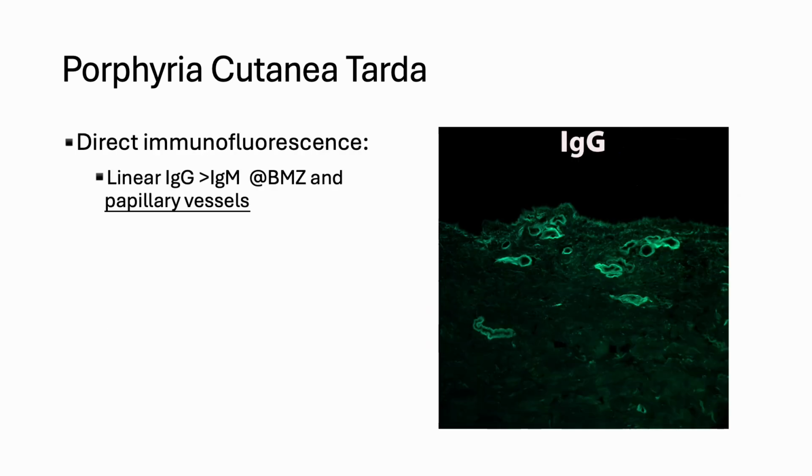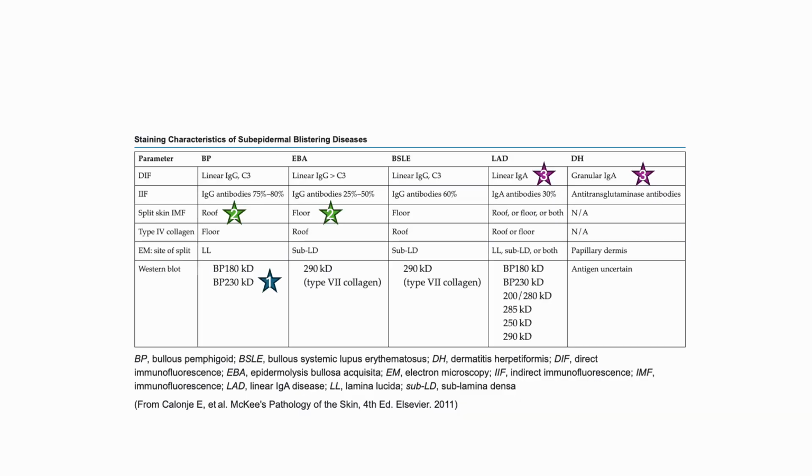In terms of the direct immunofluorescence result, this is quite unique. Not only can you see accumulation of IgG and IgM at the basement membrane zone, but you can also see papillary vessels with accumulation of IgG and IgM as well. It's very characteristic, and you should remember that. All right, now congratulations, you have finished the most commonly seen blistering disorders in dermpath.